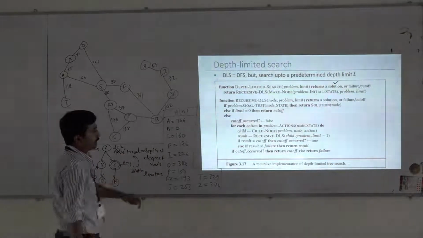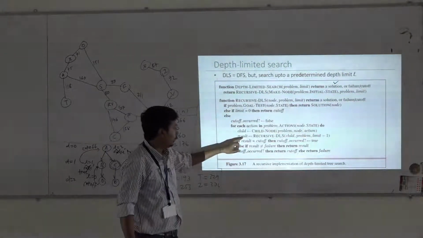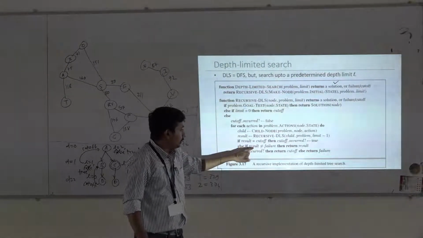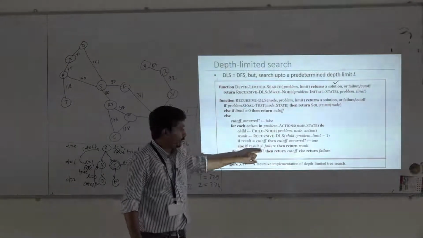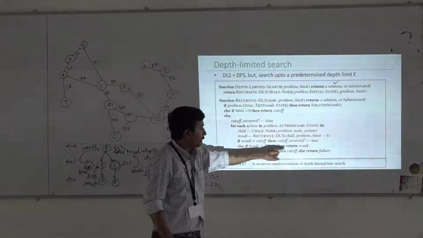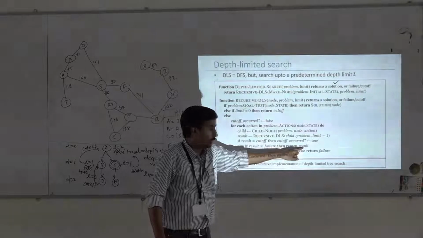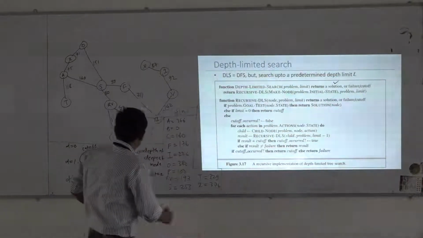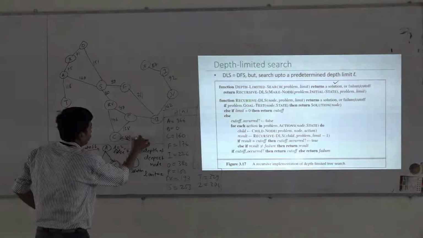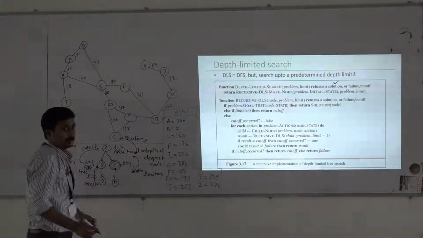Now the solution is returned, so result is solution. Solution equals cutoff, false. Solution not equals failure, true, right? This is not equal, result is solution. So return the result. So return the solution. Now we have returned a solution, and our algorithm will stop here.